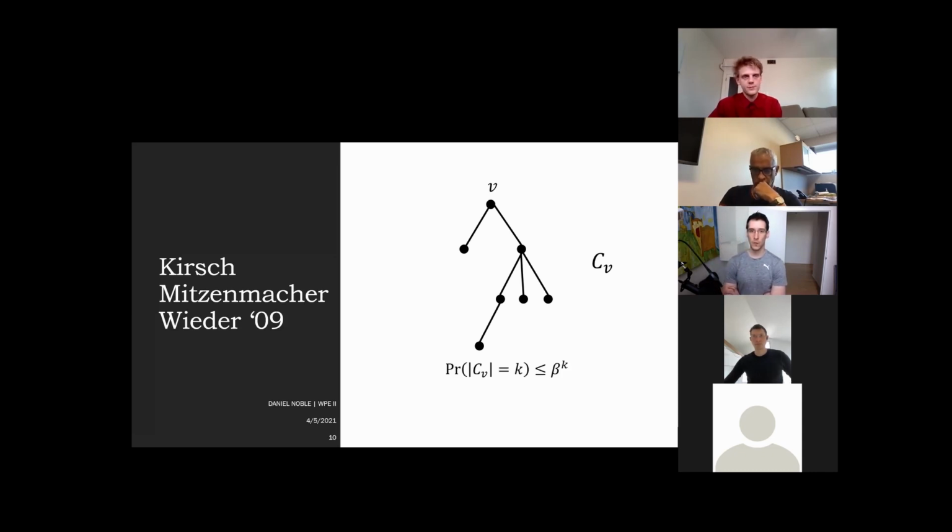And more specifically, they show that the probability that this tree is of size k is less than or equal to beta to the k, where beta is some constant less than 1. So the size of the tree decreases exponentially. The probability that a component is a certain size decreases exponentially in the size.